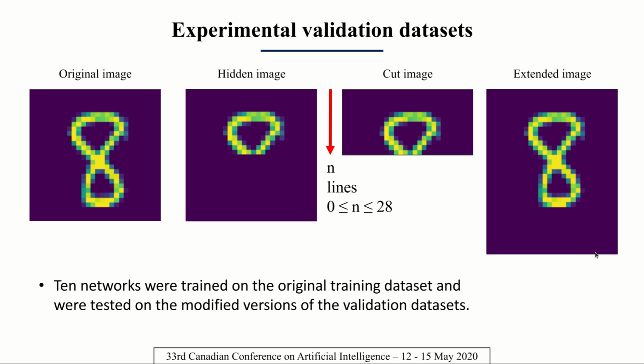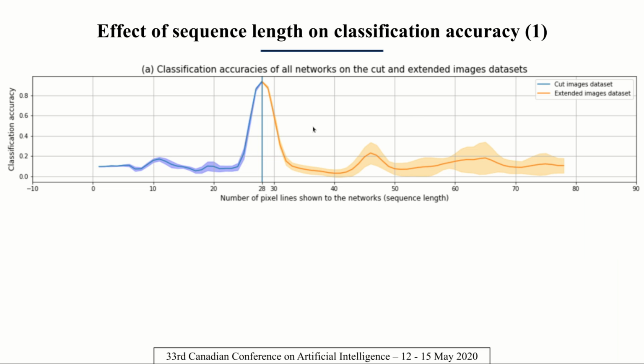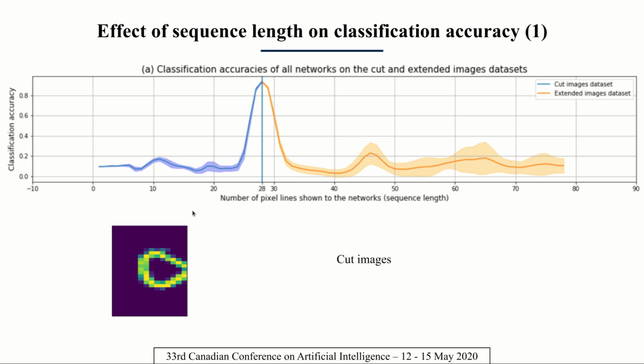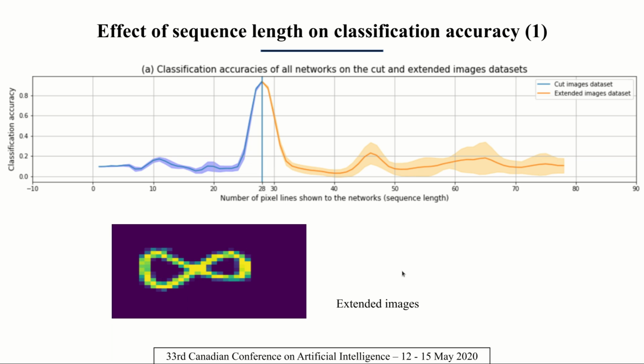10 networks were trained on the original training data sets and were tested on these modified versions of the validation data sets. If we look at the classification accuracy as a function of the sequence length, here in blue we can see the accuracy on the cut images, where the sequence length is less than the training sequence length, which was 28. And in orange we see the accuracy on the extended images, where the sequence length is greater than 28. We can see that the classification accuracy is only at its peak at the training sequence length, and at all other sequence lengths, the classification accuracy is no better than random.